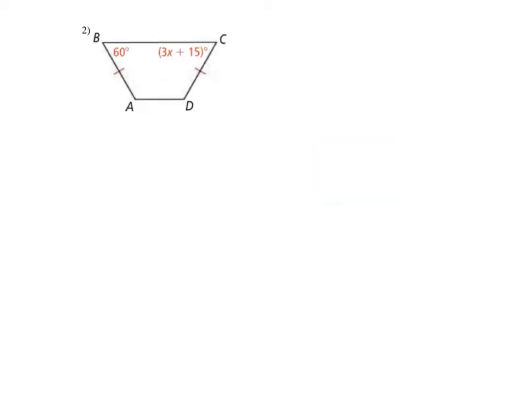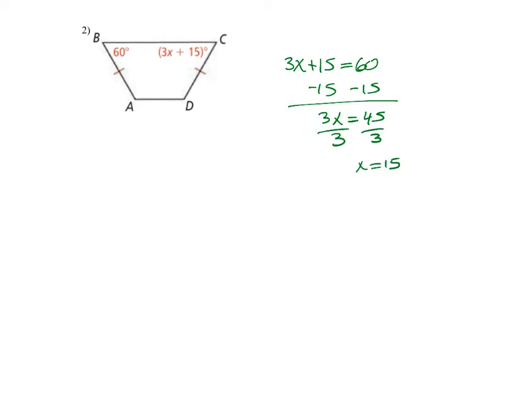Okay, next one. Now I know again this is an isosceles trapezoid. Why? Because it's telling me that the non-parallel sides, so the legs, are congruent. When I have an isosceles trapezoid, its base angles are congruent. So that means that 3x plus 15 equals 60. So minus 15, 3x equals 45, and I'm dividing by 3, so x equals 15.